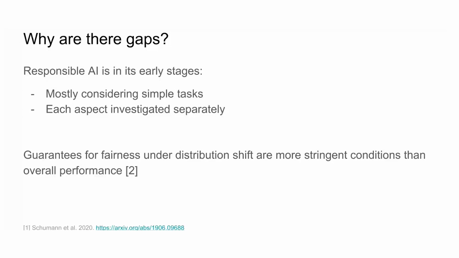And the other thing is that each aspect is typically investigated separately. There's a whole community for robustness and distribution shift, a whole community for fairness, a whole community for interpretability. There are some interactions starting to happen, but it's still rather early. And if we think about it, guarantees for fairness under distribution shift are more stringent conditions than guarantees for the transfer of overall performance. So we really need those communities to talk to each other.